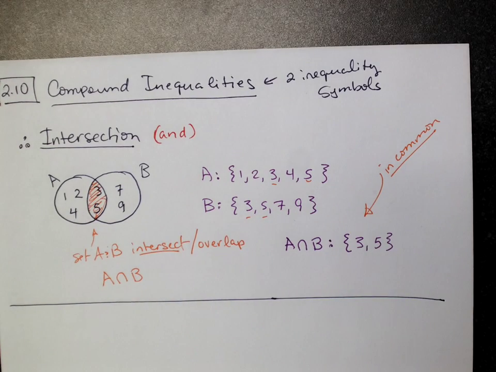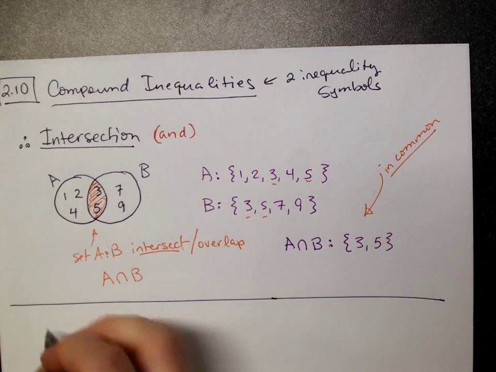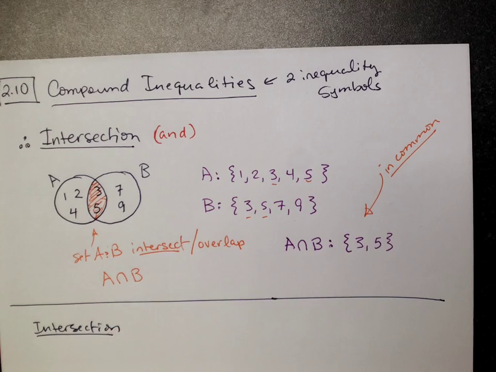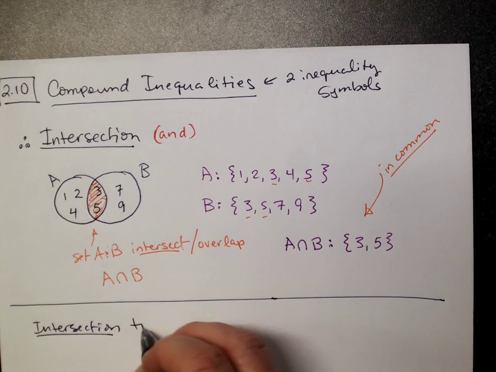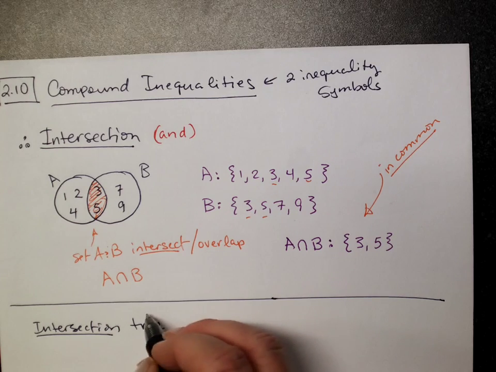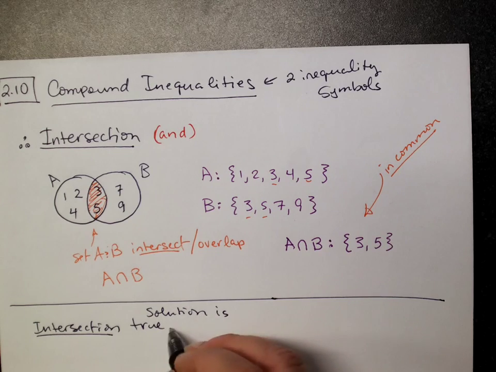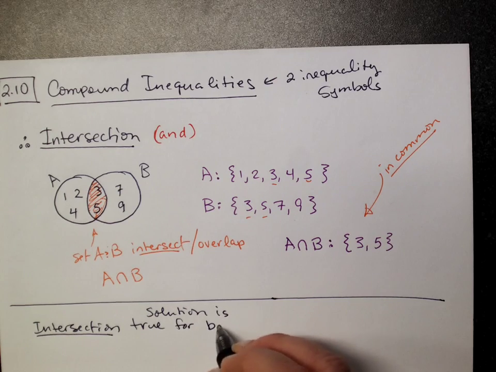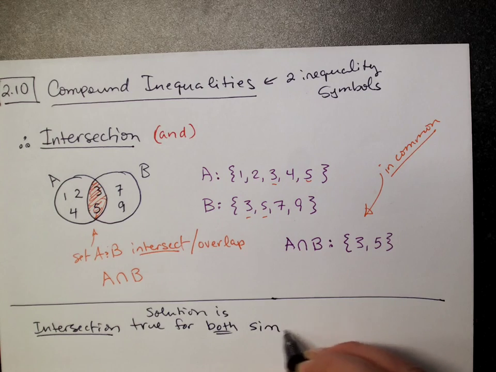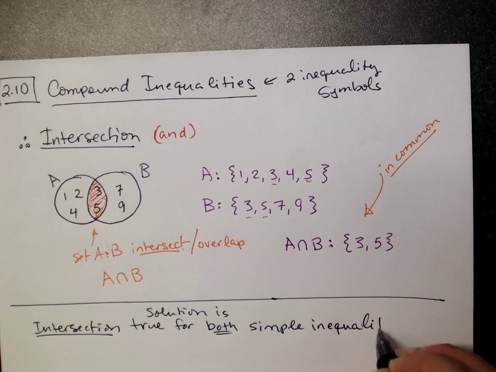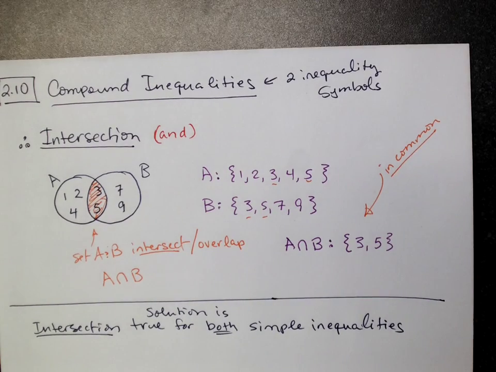Now for the intersection, a compound inequality that involves an intersection is true, or let me put it this way, the solution is true for both of the simple inequalities. So we're about to transition over to the inequalities here. So true for both of the simple inequalities.